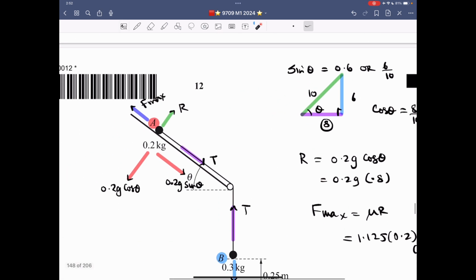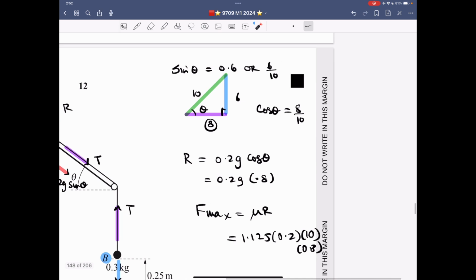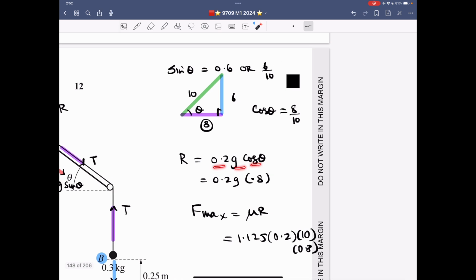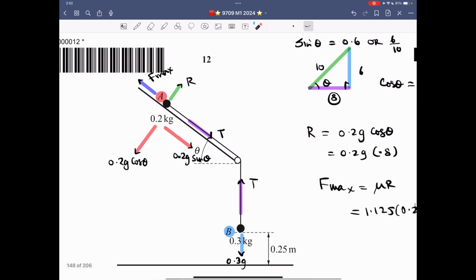Now over here, let me work with R because we are dealing with fractions. So R is a must. R is mg cos theta. So this is m, this is g, this is cos theta. I wrote it as it is. F max is mu times R. That is all these things multiplied together.